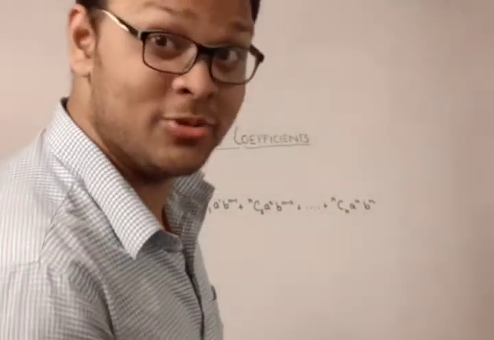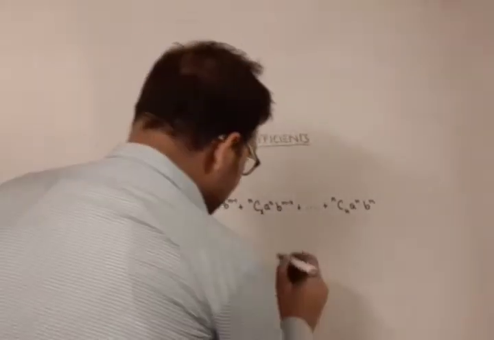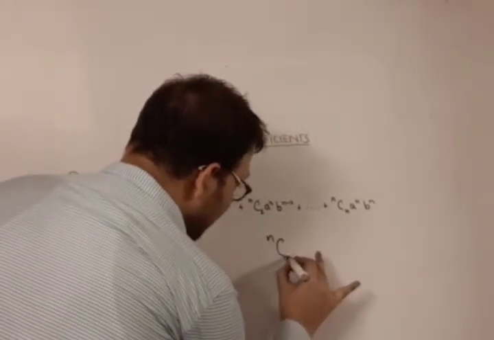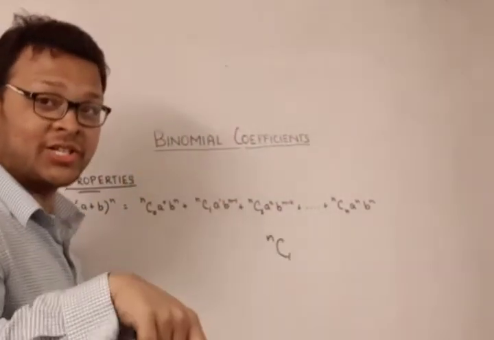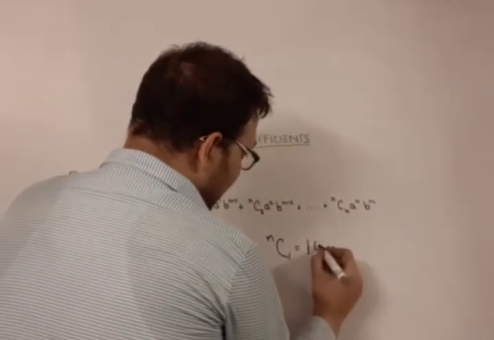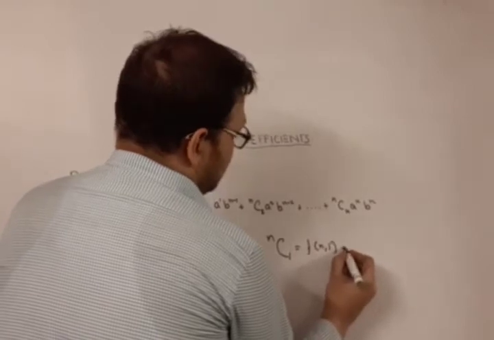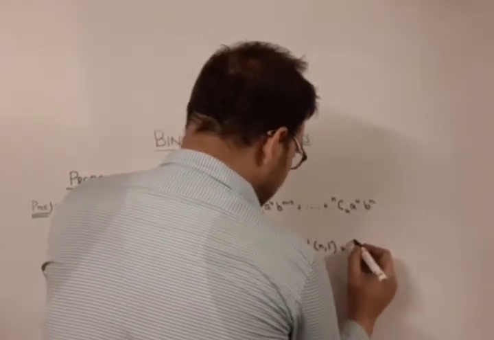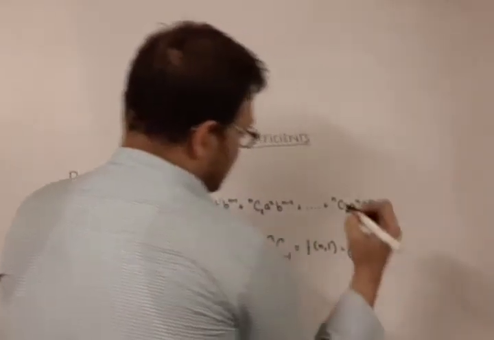Remember that I have introduced the new notation here. nC1 here means, of course, our choose function. This is another way to represent our choose function. What we have done is f of n comma 1, or say f of n1. I hope it's clear right now.